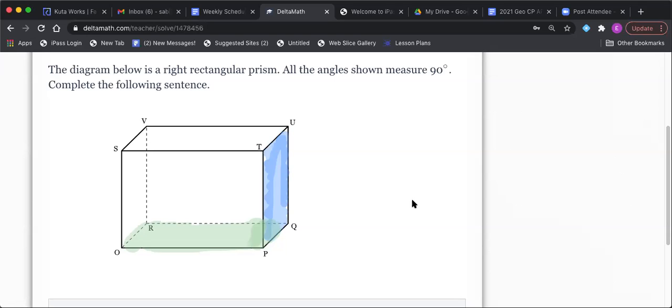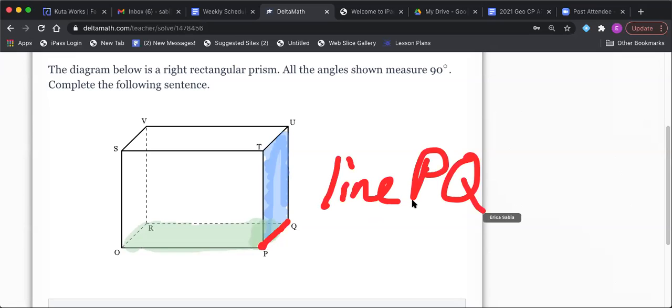P? That's part of it. It's not just at P though. It's the P and the Q. So it's going to be line PQ. That's what you're looking for. Yes, two planes will always intersect in a line. So we need to name it as a line PQ or QP, either one.